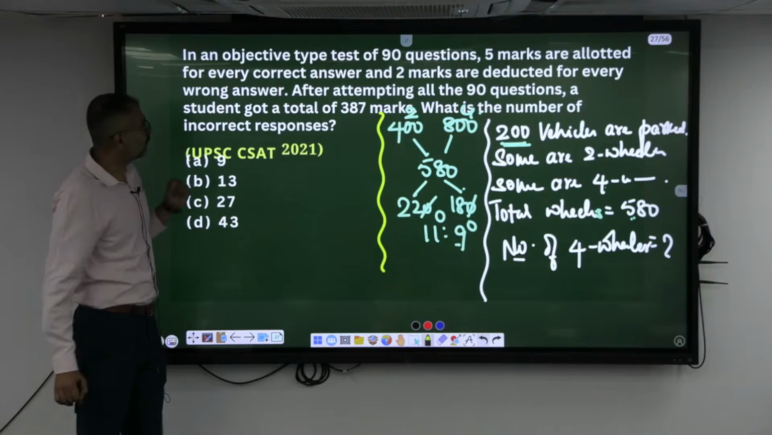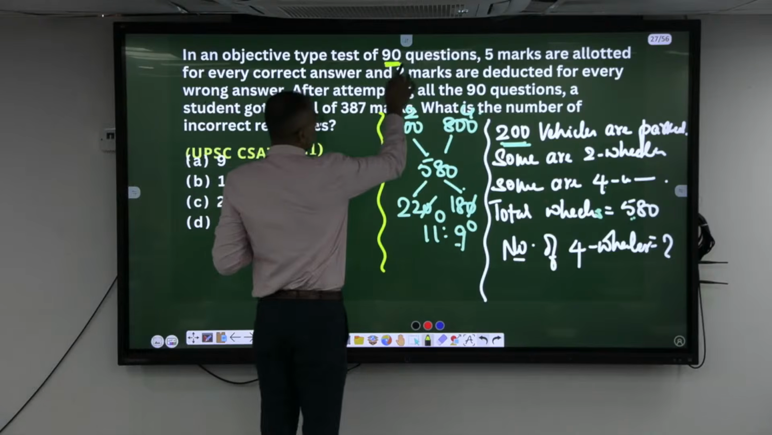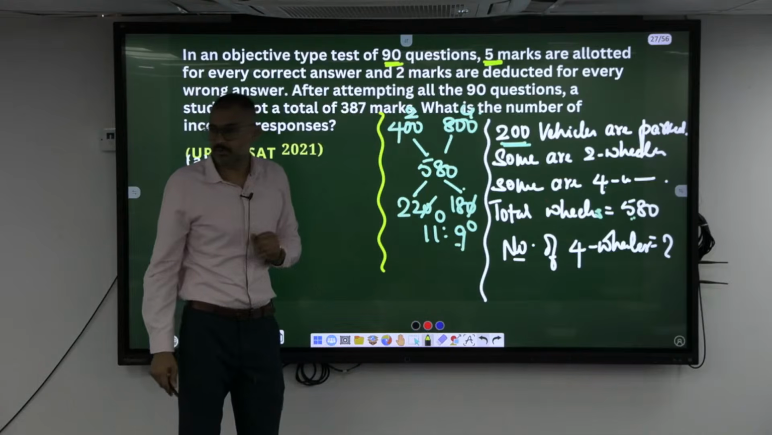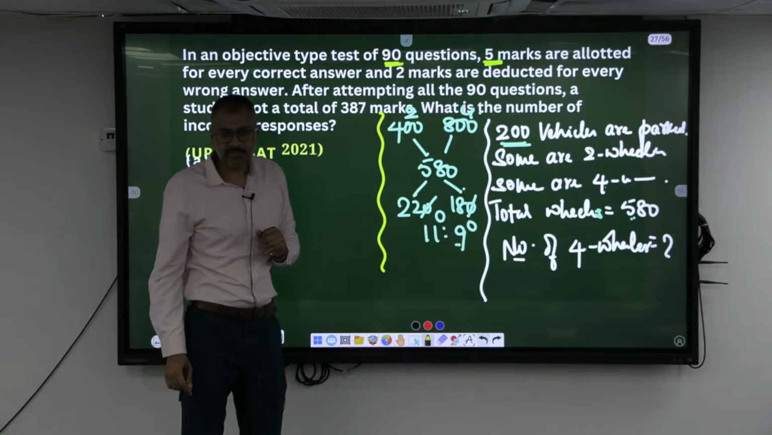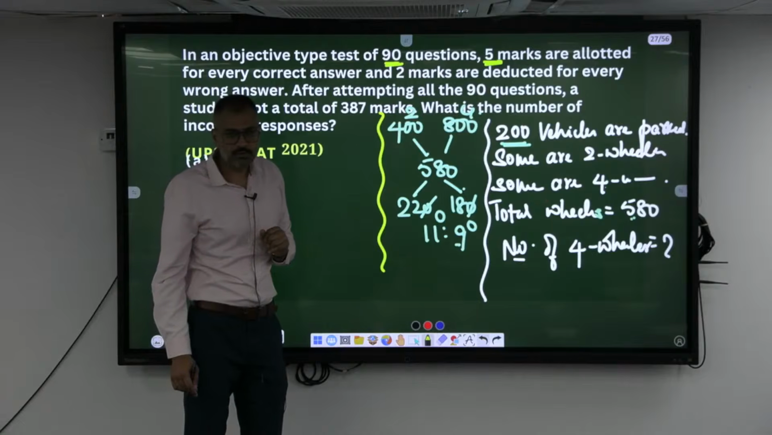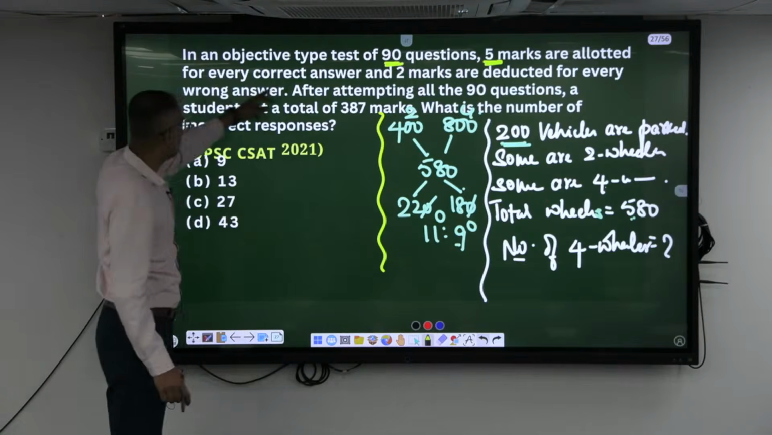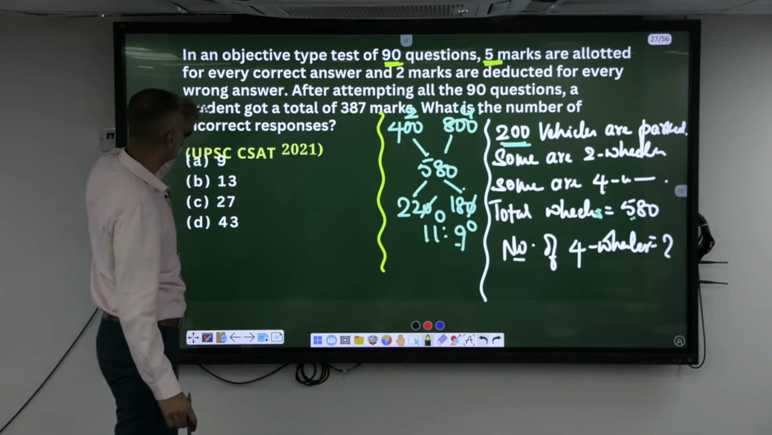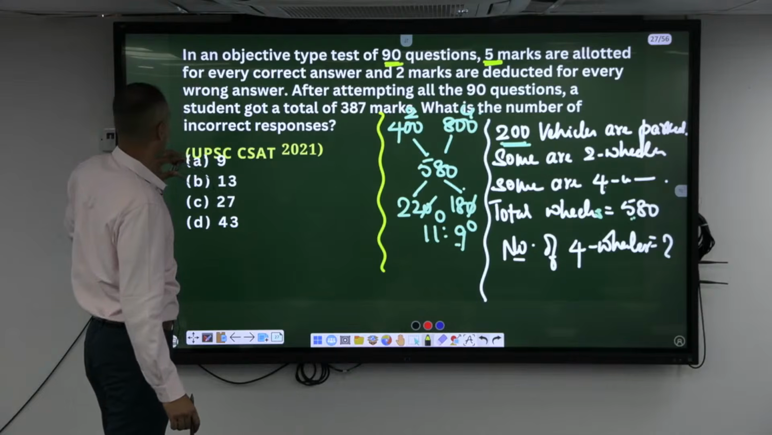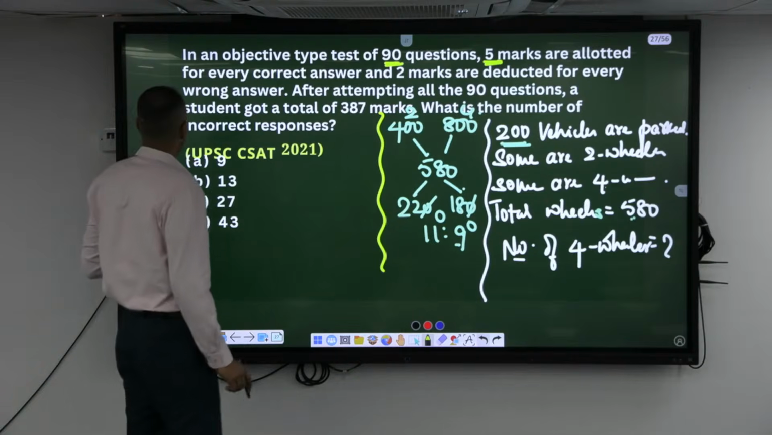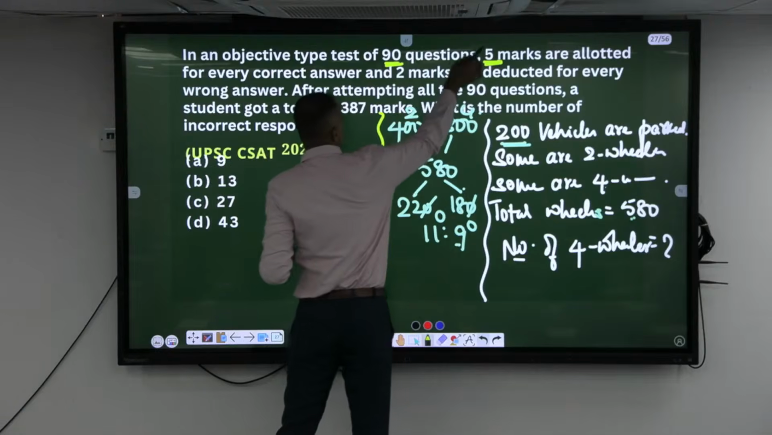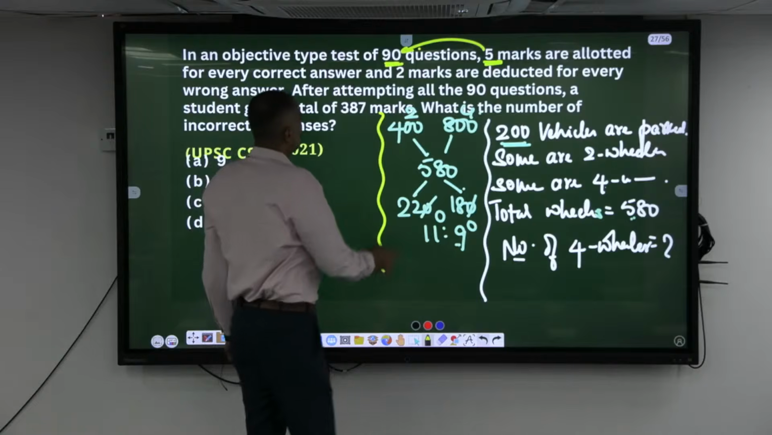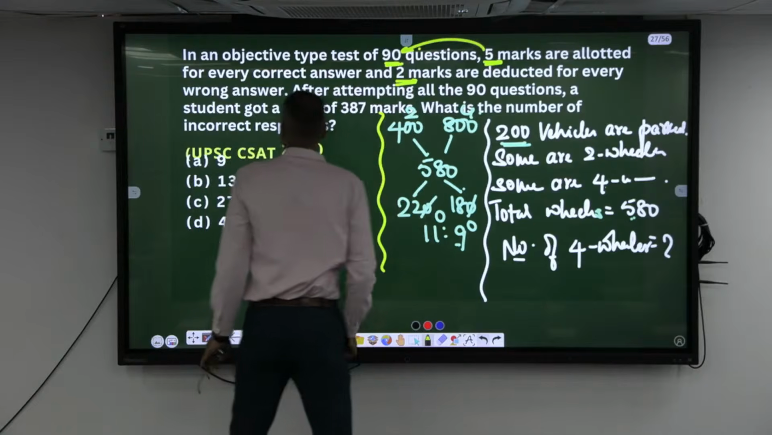Okay, if I apply the same technique of alligation here, look here now. In an objective type of question, how many questions are there? 90. Okay, how many marks for each of the question? So maximum how much you can score? Maximum how much score can you make? 450. Okay, now for every correct answer, 5 marks are allocated. Each question is carrying 5 marks only. Okay, so 2 marks is deducted. Negative is how much? 2 marks for every wrong answer.